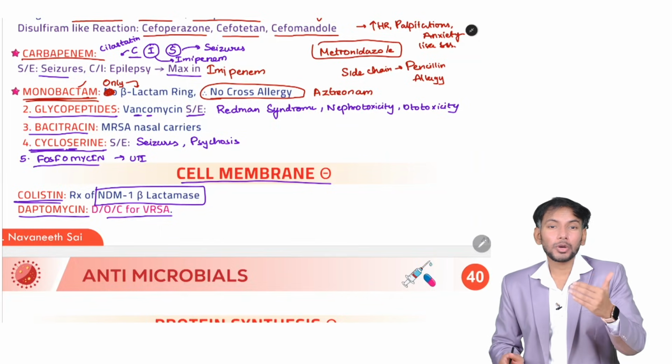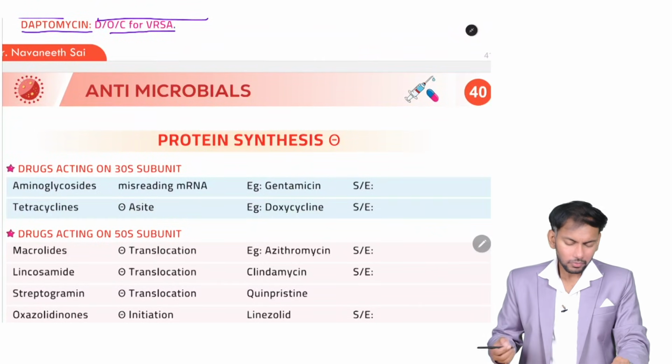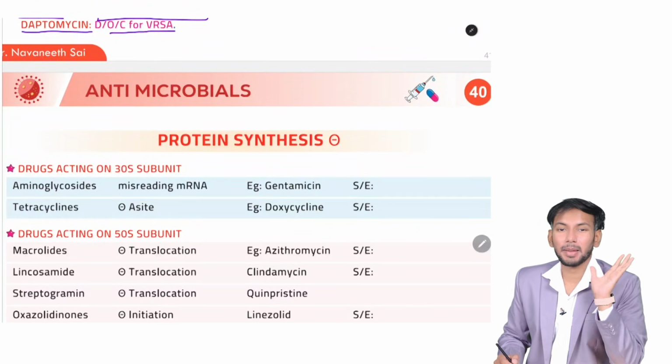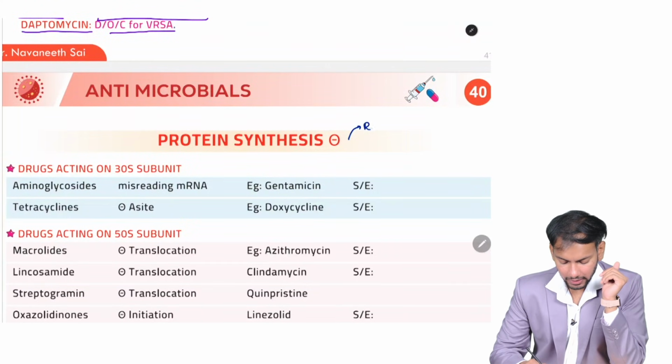Next is protein synthesis inhibitors. Now, where does protein synthesis happen? In the bacteria, it happens in ribosomes.